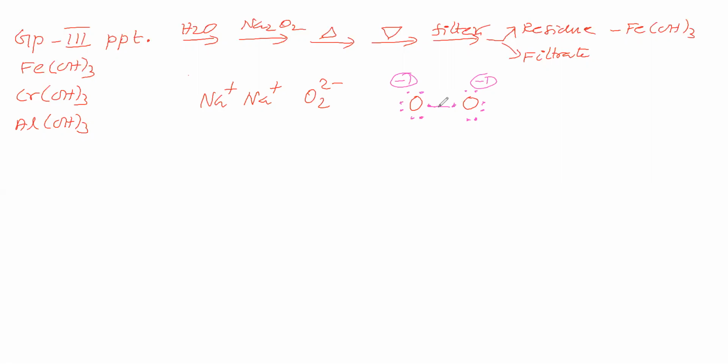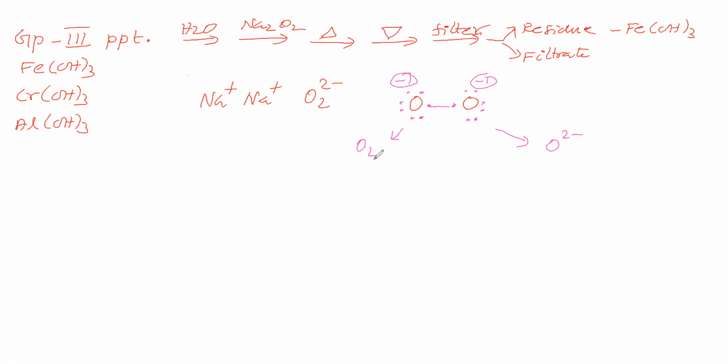The peroxide ion can undergo oxidation or reduction. On reduction, the peroxide ion becomes oxide, and on oxidation it becomes O2. Therefore, it can undergo either reduction or oxidation, depending on the other reactant.